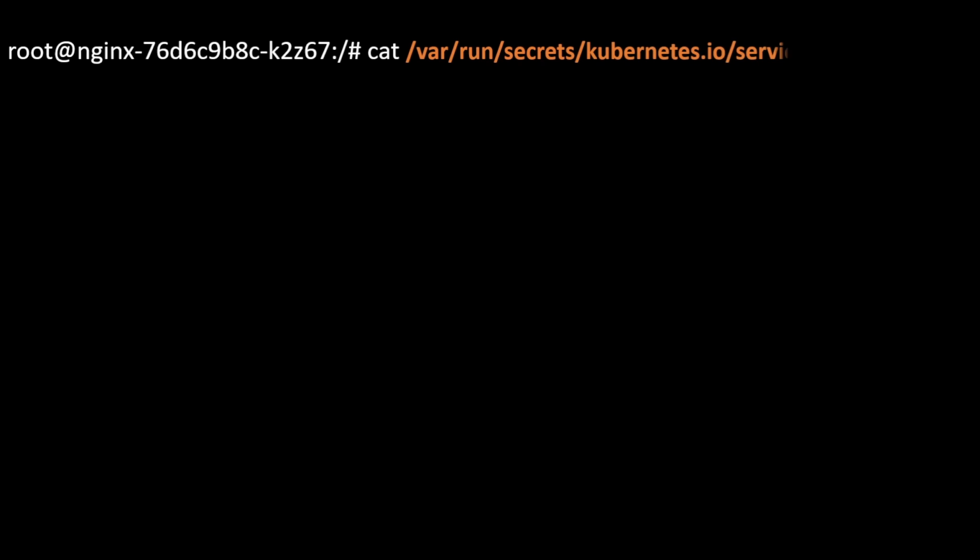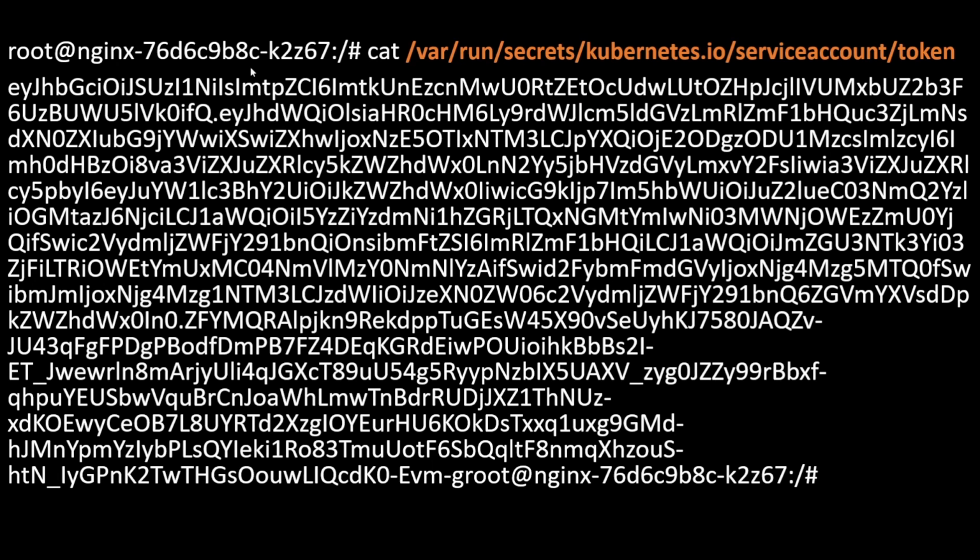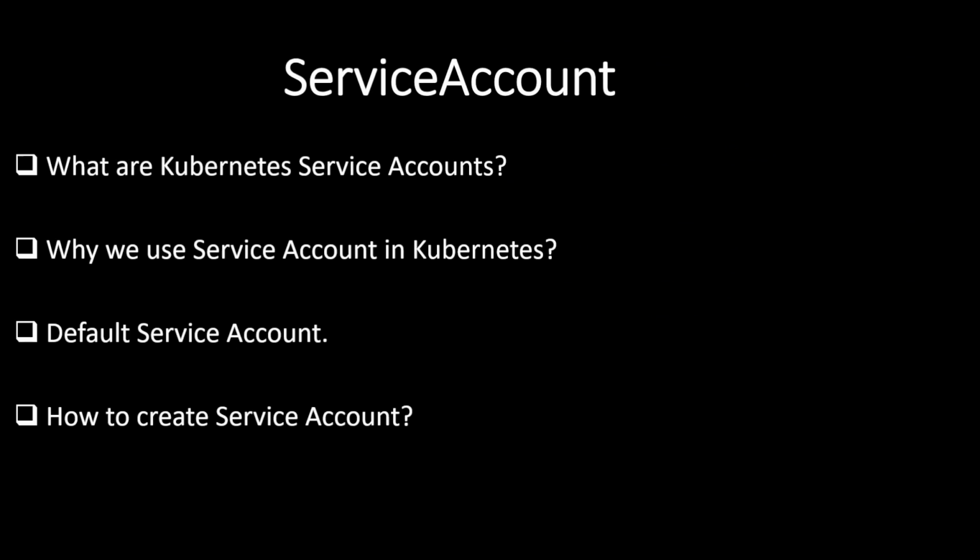We can also check the token when we log in inside the pod and cat the file under /var/run/secrets/kubernetes.io/serviceaccount/token. We can see this token. Whenever my container accesses the API, it sends this token, and my Kubernetes cluster knows that this token is validated because it is provided by our Kubernetes cluster.